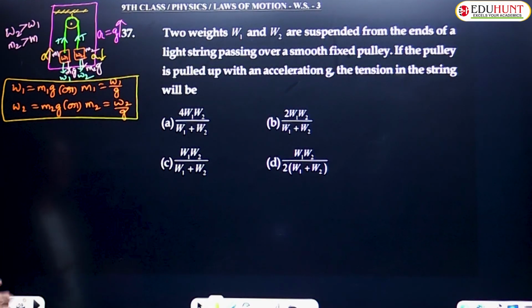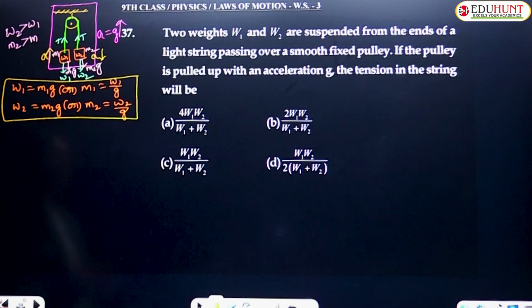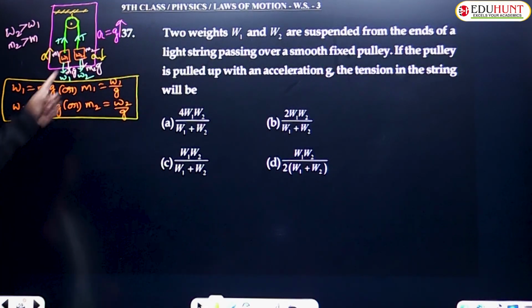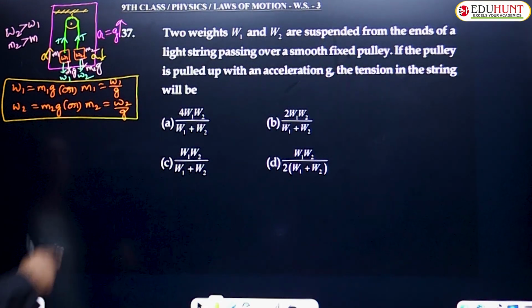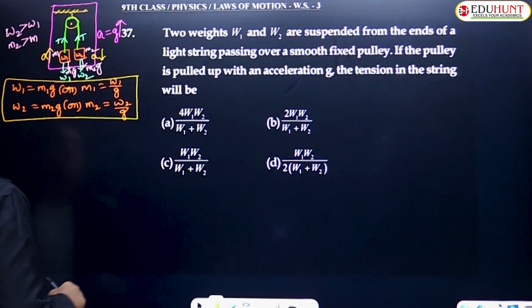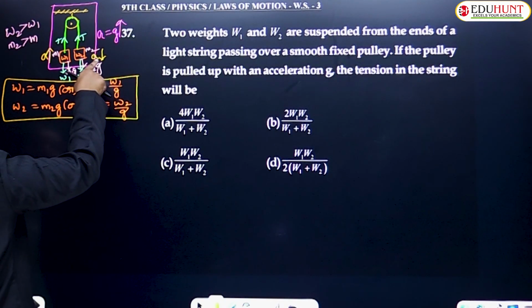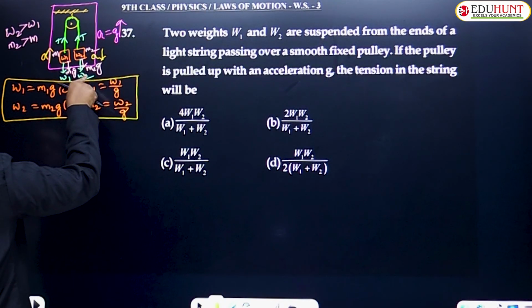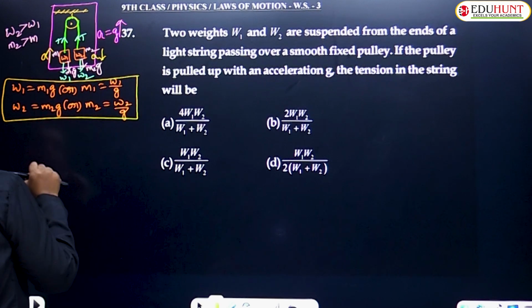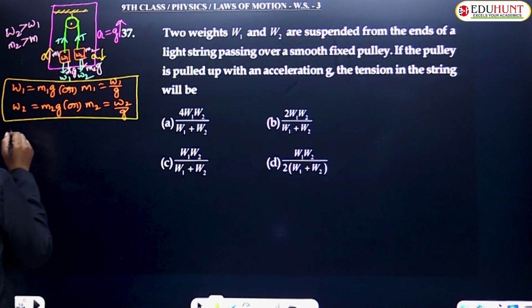So now let us try to write the equations from the free body diagram. First of all, look at the second part. If you write the equations of motion, as it is accelerating downwards, the downward forces must be greater than the upward forces. What is the downward force, children, here?